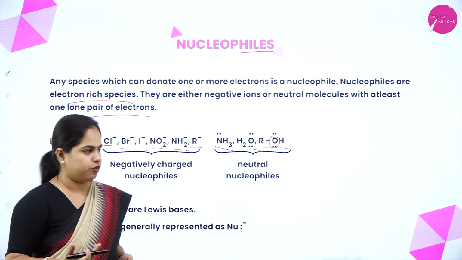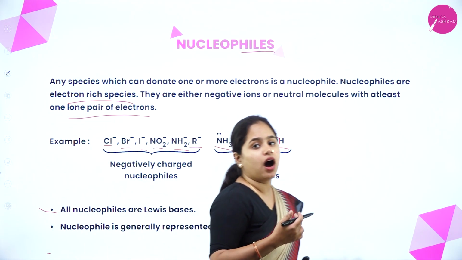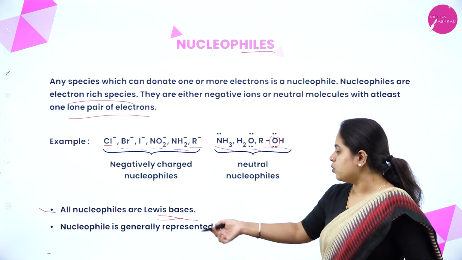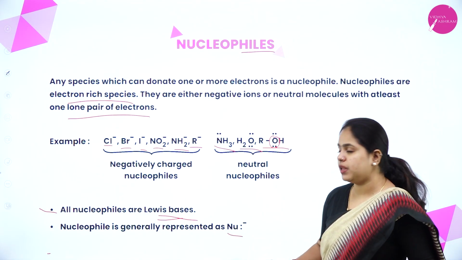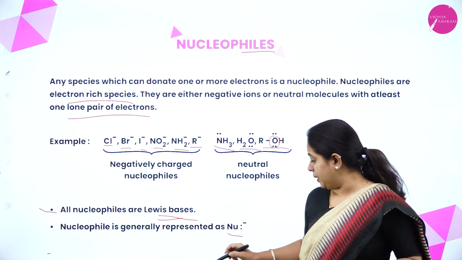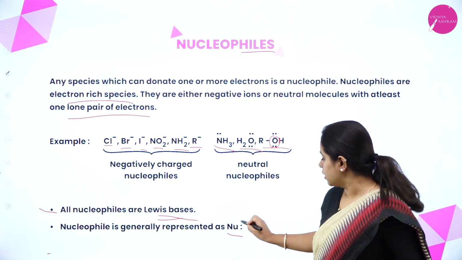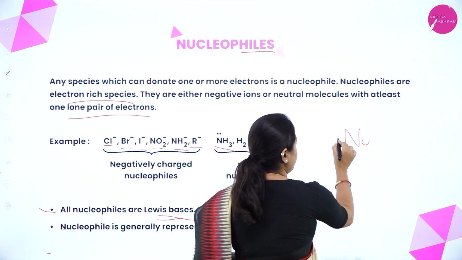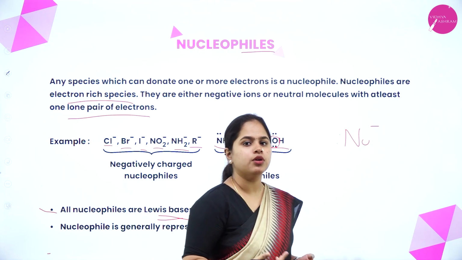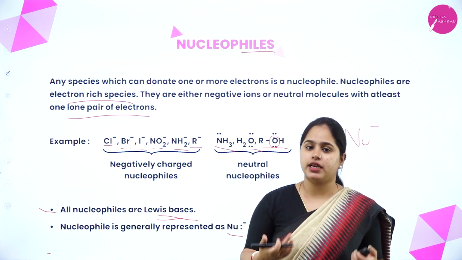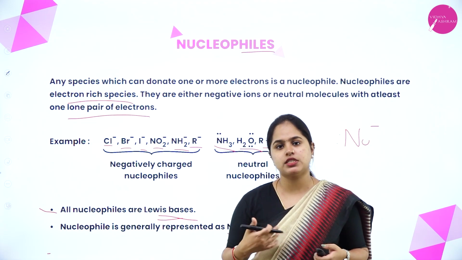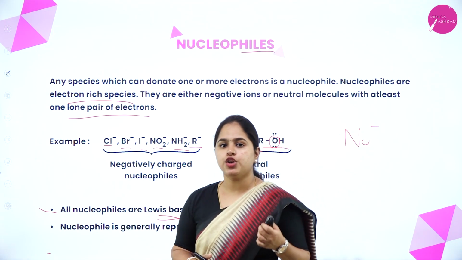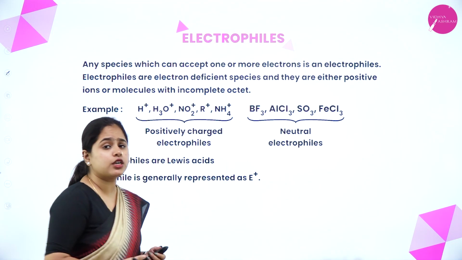So these are nucleophiles, and all nucleophiles are Lewis bases. Nucleophile is generally represented by the symbol Nu, with the lone pair and a negative charge. Nu stands for the nucleophile, along with the lone pair and a negative charge. So this is how you represent the nucleophile. Either it will be negatively charged or neutral species having a lone pair of electrons to donate. Now moving on to the next one, that is electrophiles.